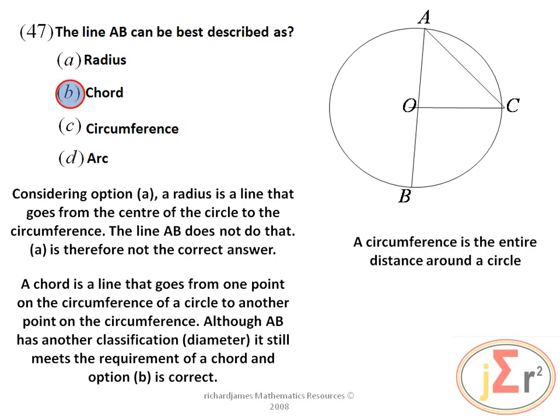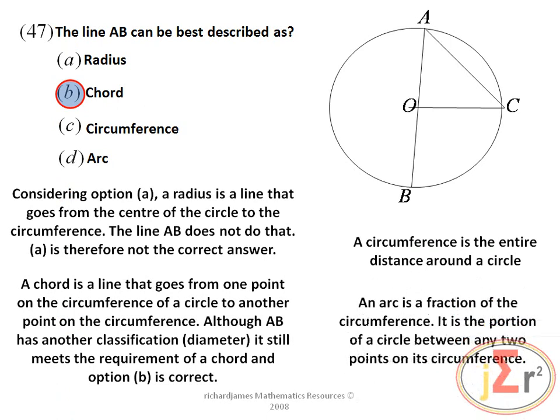A circumference is the entire distance around a circle. An arc is a fraction of the circumference. It is a portion of a circle between any 2 points on its circumference. So, an arc would be like this portion that goes right from A to C along the circumference. So that is an arc.